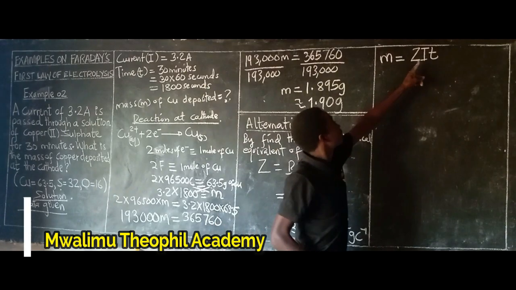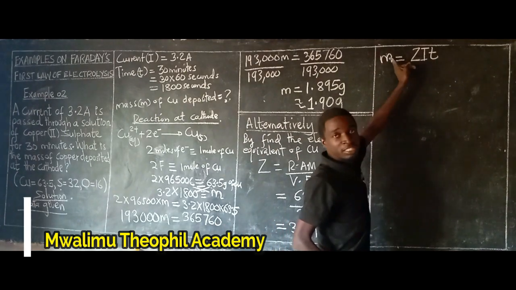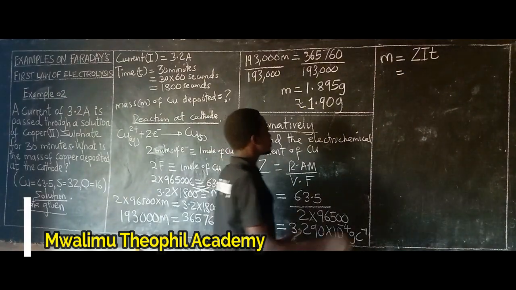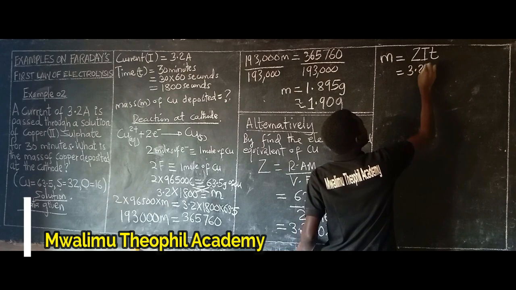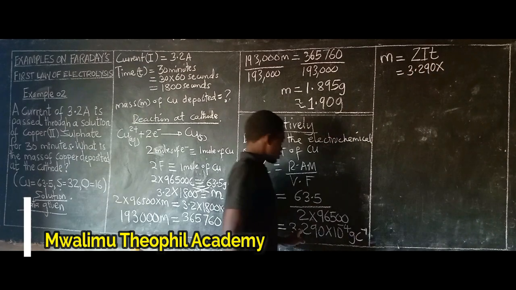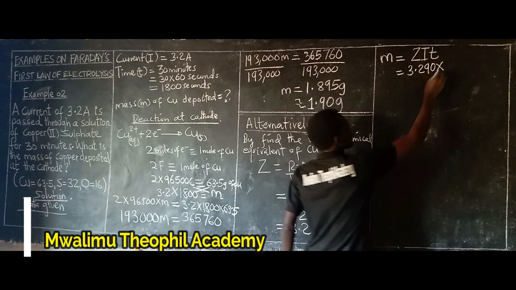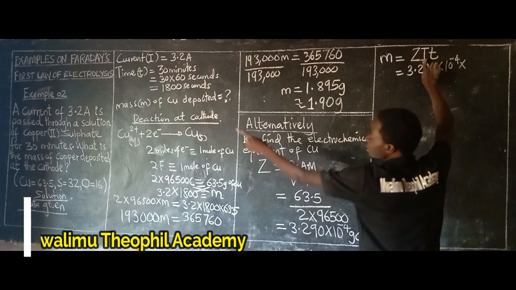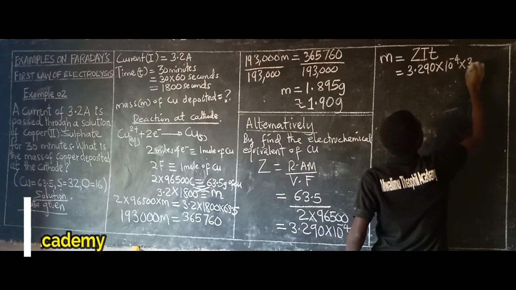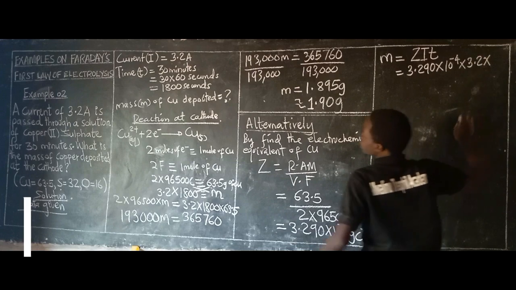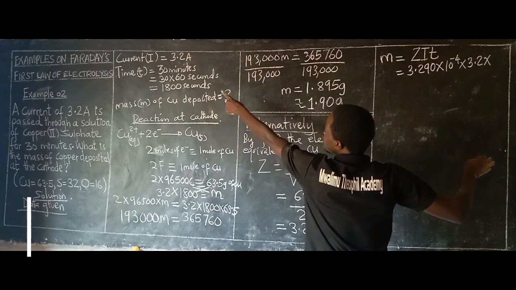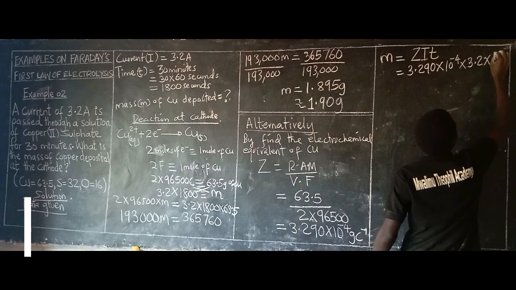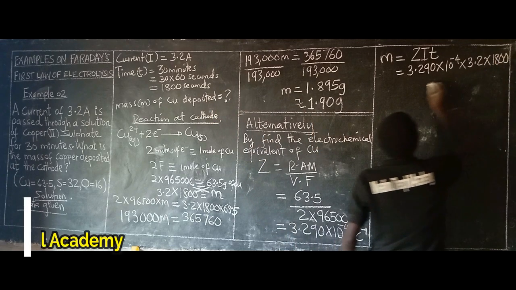Now, let us substitute the values of Z, I, and T so as to get the mass. Here, we have obtained that the electrochemical equivalent of copper is 3.290 times 10 raised to negative 4, times current. Current we are given is 3.2 ampere, times time. Time we are given is 30 minutes, which is equivalent to 1,800 seconds. Now, what do we get?